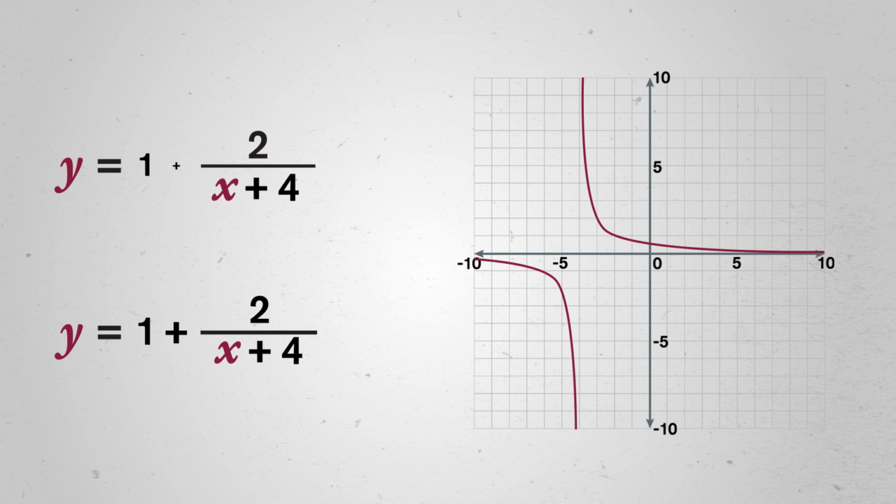And finally, adding 1 to the whole equation adds 1 to all the y values and shifts the whole picture up 1 unit. Now, if all that sounds overwhelming, please don't be dismayed.